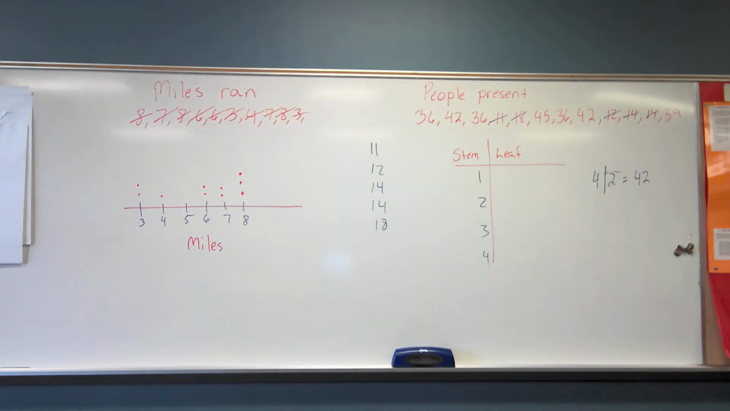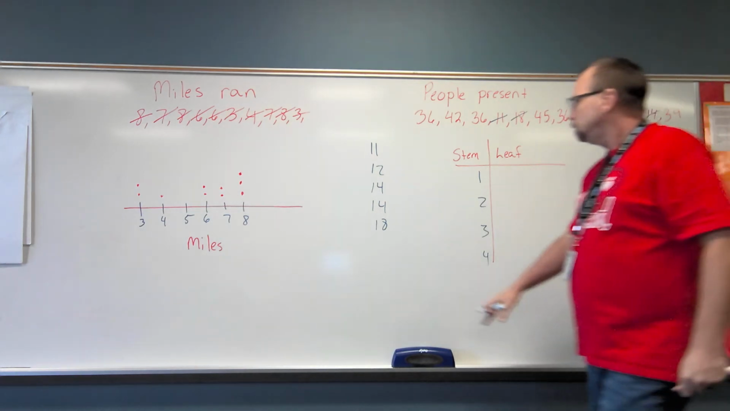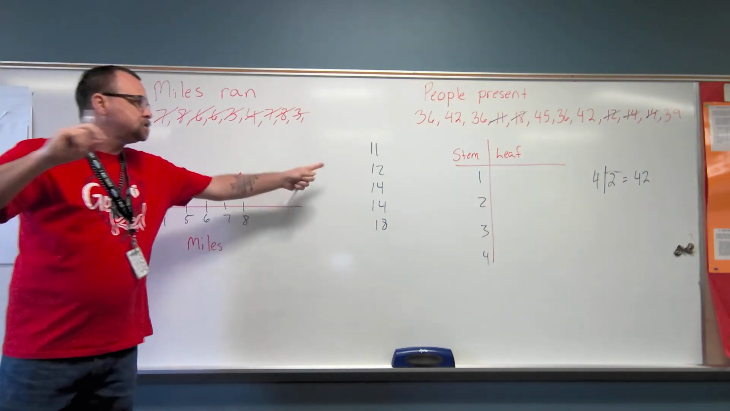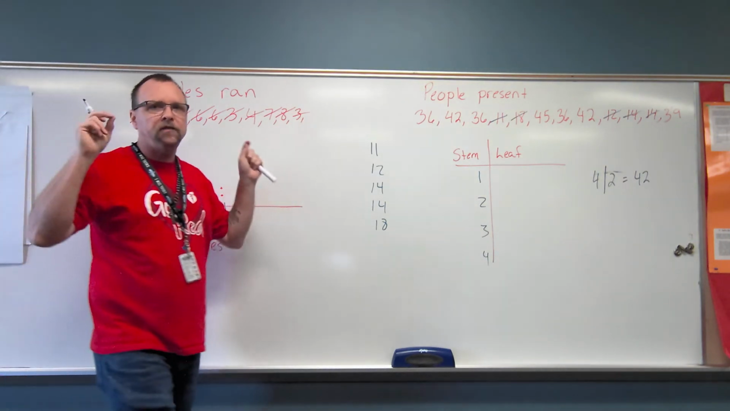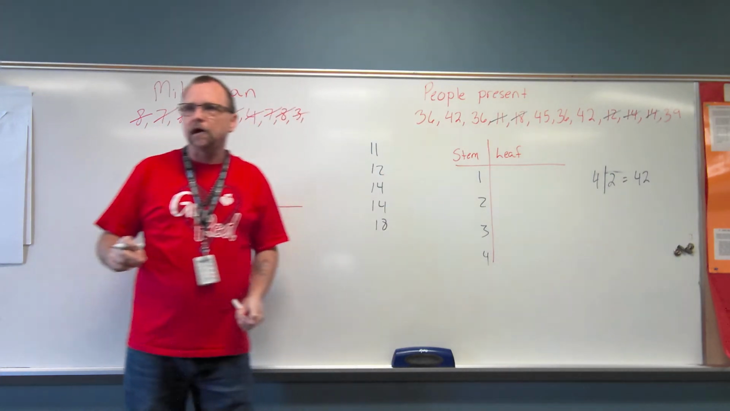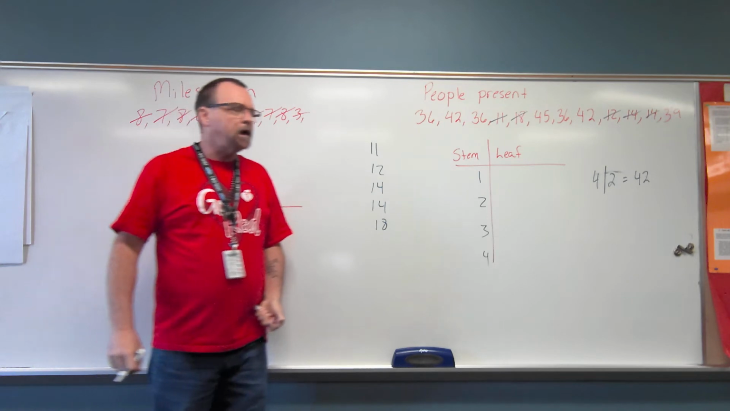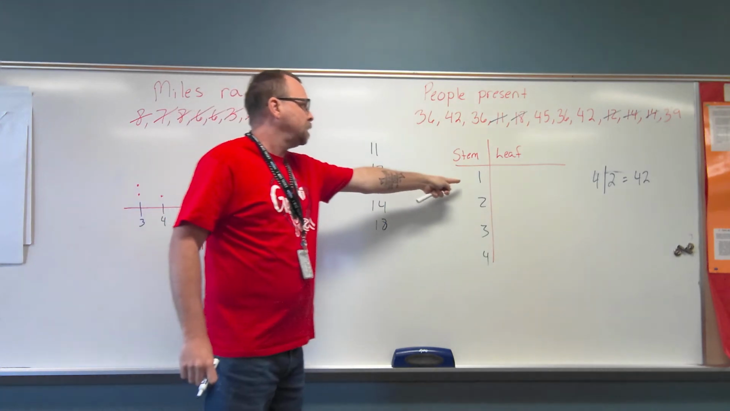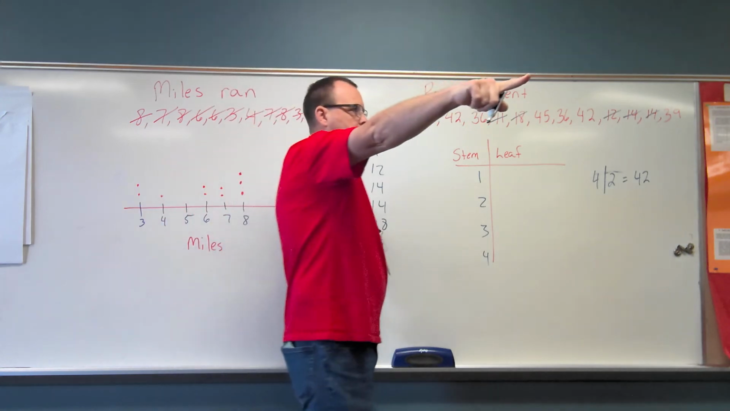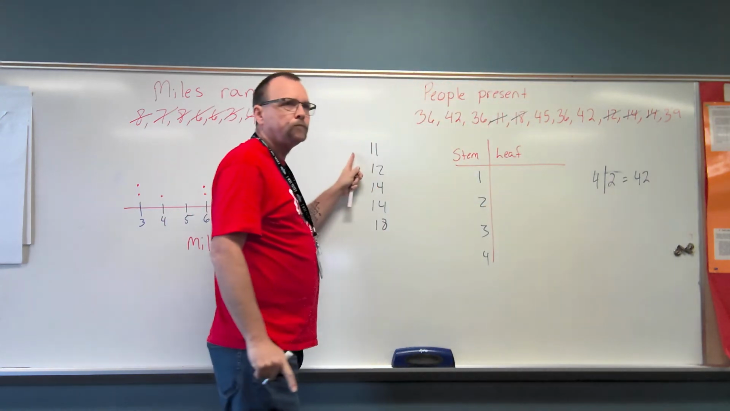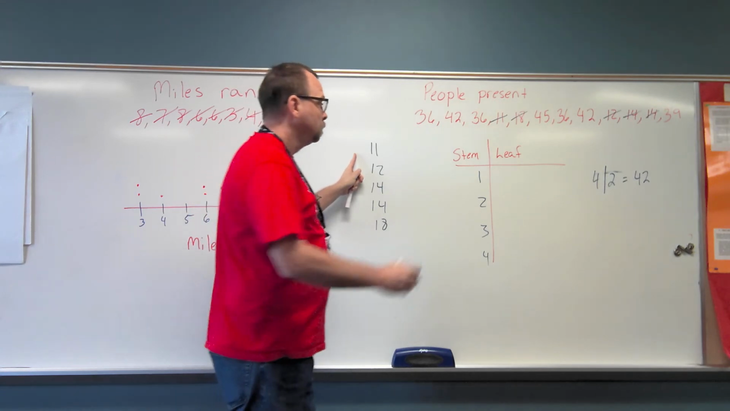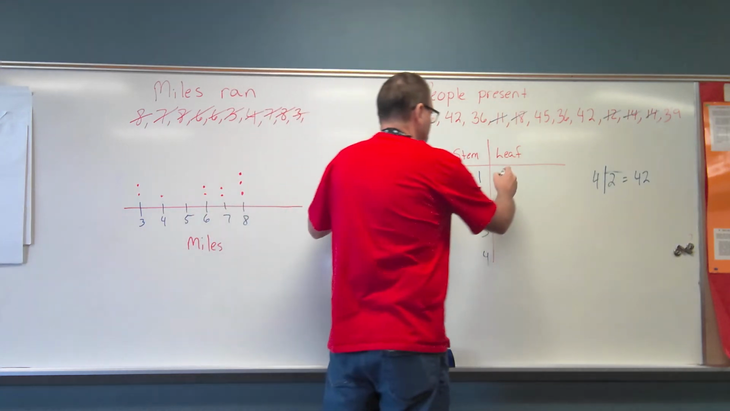Did I miss any of the others? No. Now, since my stem is in my tens place, my leaf is just going to be the numbers in the ones place, but they have to be in order from least to greatest. So Zane, how would I write my ones place for my stem of 1? For 11, I'd write a 1.